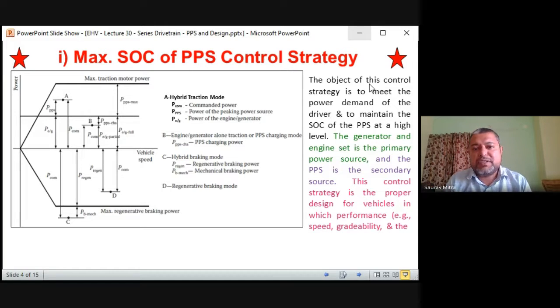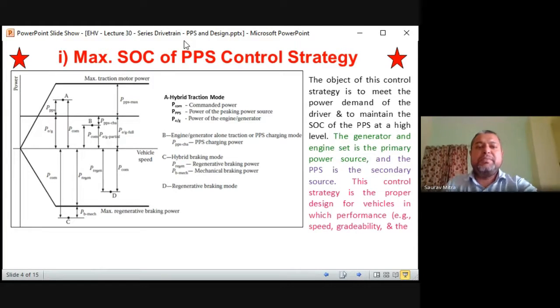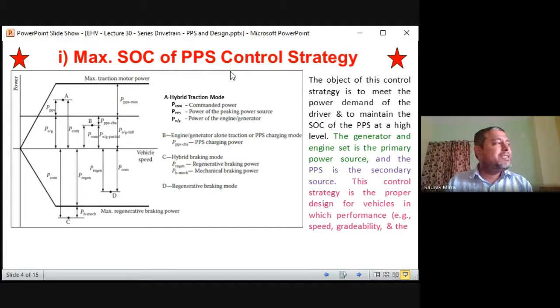So the object of this control strategy, this is the maximum SOC for PPS control strategy. That means the state of charge in the battery should always be maintained as high as possible. So the object of this control strategy is to meet the power demand of the driver and to maintain the SOC of the PPS at a high level. Whenever there is a battery, we are always supposed to keep it fully charged.